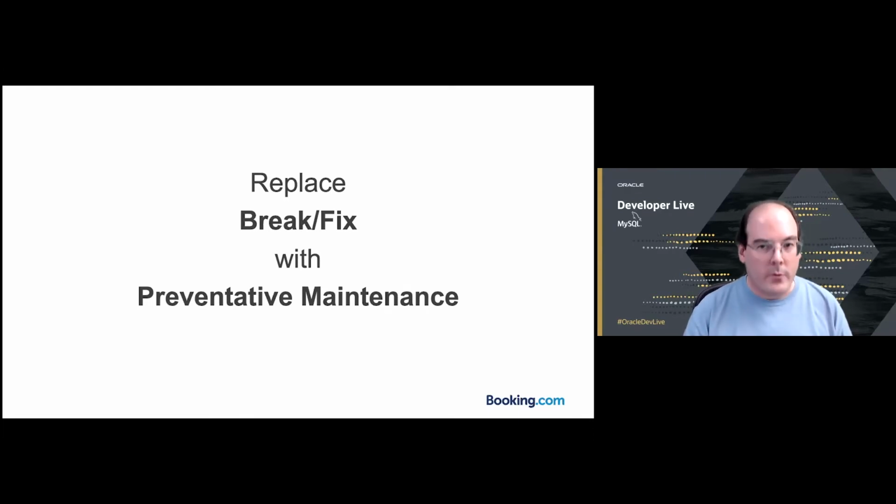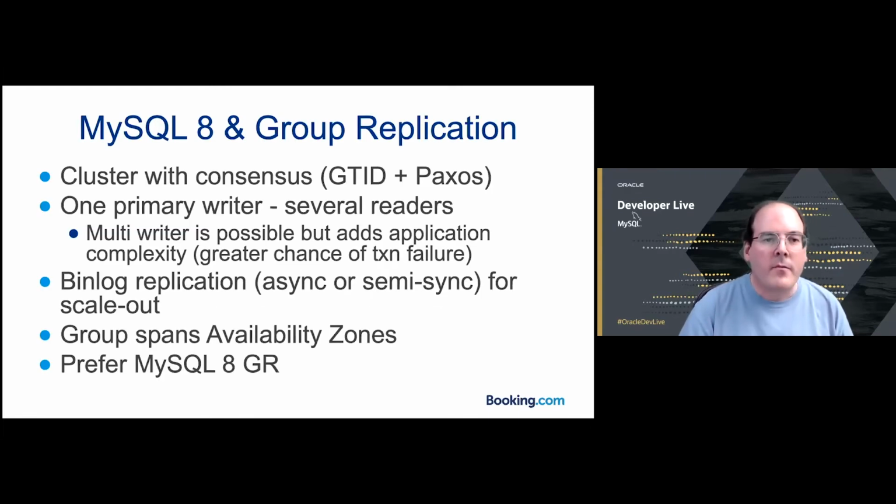We're doing this with MySQL 8 and group replication. So group replication in MySQL is a cluster with consensus, a cluster of servers with transactions that have unique identifiers. They're using the Paxos consensus protocol to achieve consensus between them and agree on what transactions to process and which transactions not to process. You can read all about this in the MySQL documentation. There's an extensive description of how the consensus works. For our purposes, we have one primary writer and several readers in our group.